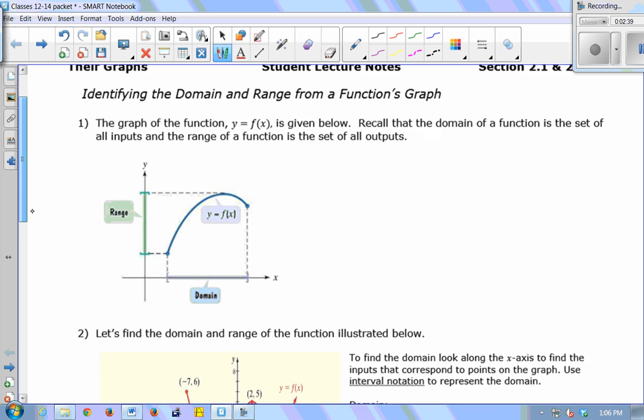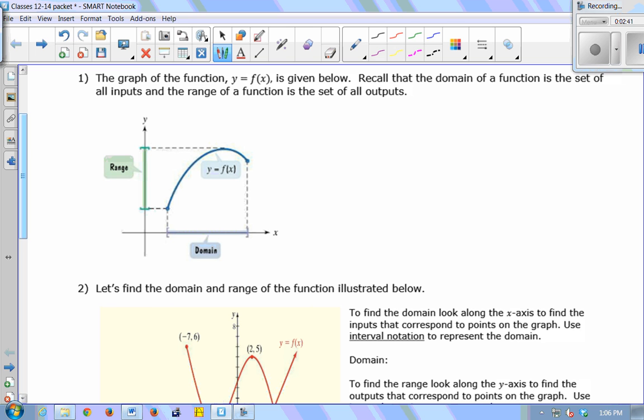So here's the graph of a function y equals f of x. Remember, domain is the set of all inputs or x values, and the range is the set of all outputs or y values. So your domain is the set of all x values that a graph lives on. So if this is my whole graph, it starts here and ends here, then this set of x values is the domain of the graph. All the x values that give a y value. And then this set of values is going to be your range, all of the y values produced by the graph.